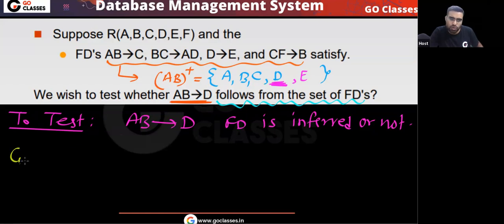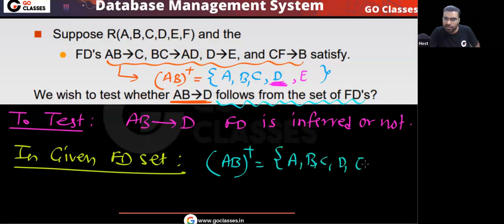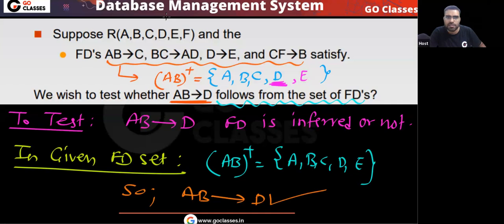So you can stop here and say that in the given set of FDs, what is happening? You can see that AB closure contains D. This is your AB closure: A, B, C, D, E. So what can I say? AB determines D. Is this clear? Please tell me. This is the method we will use. Did you understand?